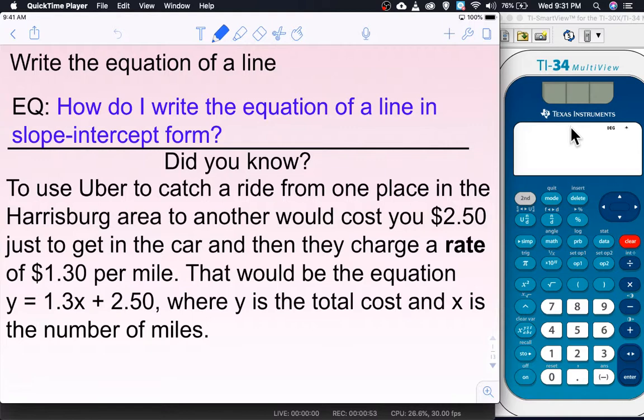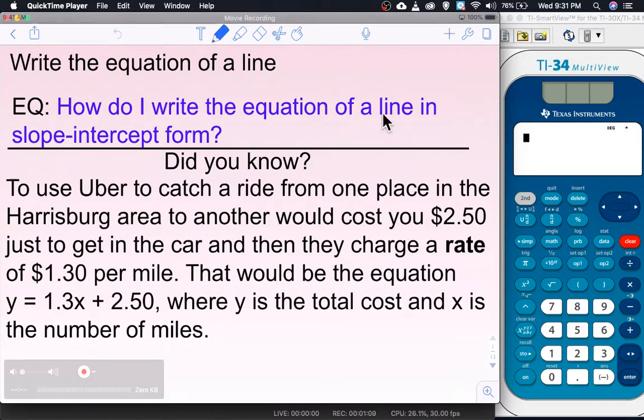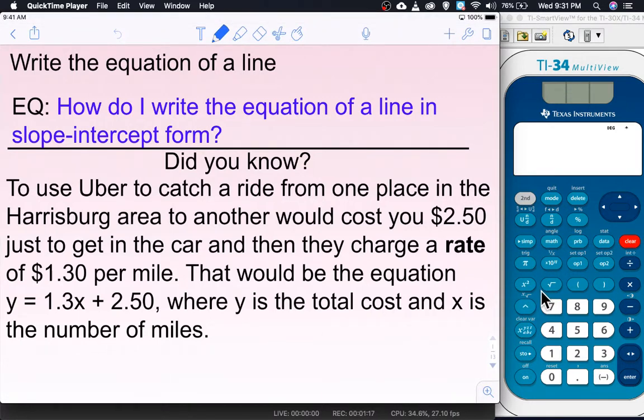Now, these are small estimations from their real cost because they charge you per mile and per minute, and there's a booking fee and a lookup fee. So I kind of simplified the process a little bit. But this is actually very close to what the cost actually is. That would be this equation I have here: y equals 1.3x plus 2.50, where y is your total cost and x is the number of miles you've driven.